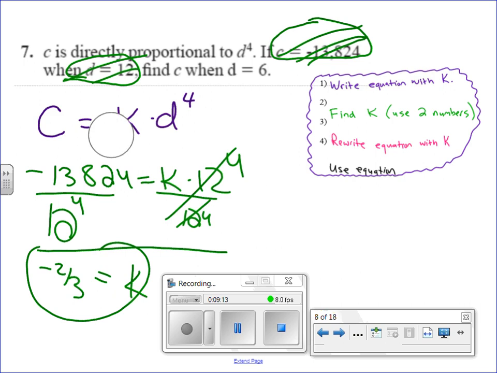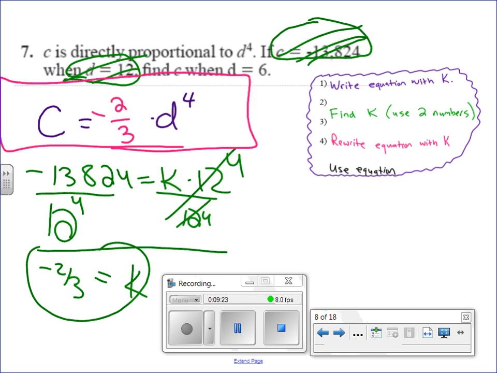All right, my pink step is to go back to the original and either rewrite it or just plop that constant in for k. So the constant was -2/3. I put a big box around it because that's the equation for my scenario. And now I'm ready to use my equation. What is our ultimate goal here? Find C when D equals 6. Yep. So I've got my -2/3 in as my constant and I've got my 6 in for D.